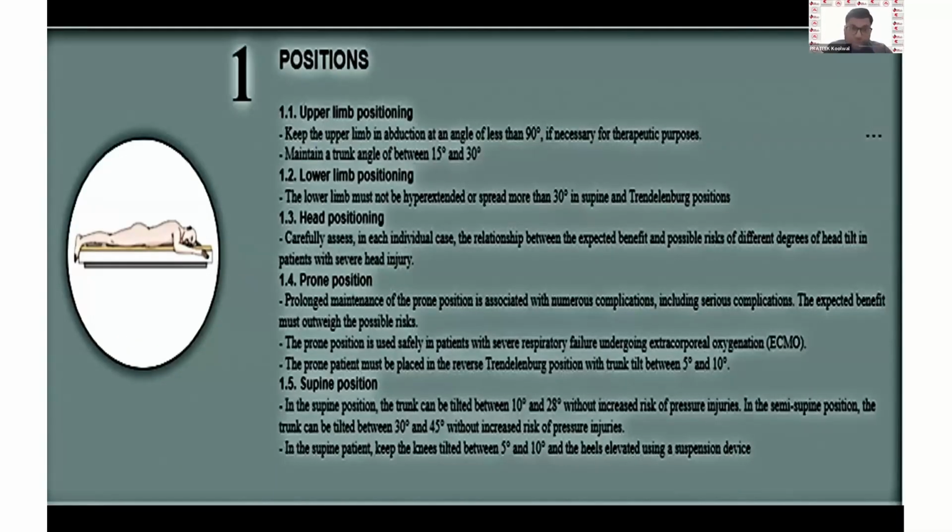So these are the positions. Upper limb positioning: keep the upper limb abduction at an angle of less than 90 degrees if necessary for therapeutic purposes. The lower limb should not be hyperextended or spread more than 30 degrees in the spine. Head positioning: carefully assess in each individual case the relationship between the expected benefit and possible risk of different degrees of head tilt. Why is head positioning important? Sometimes in neurological patients the head gets tilted towards the right or left side, which causes pressure on the ear lobes and the side part of it. So you have to keep your patient neutral also.